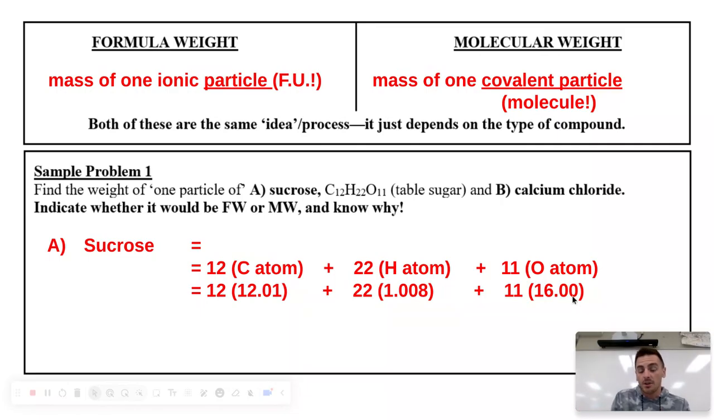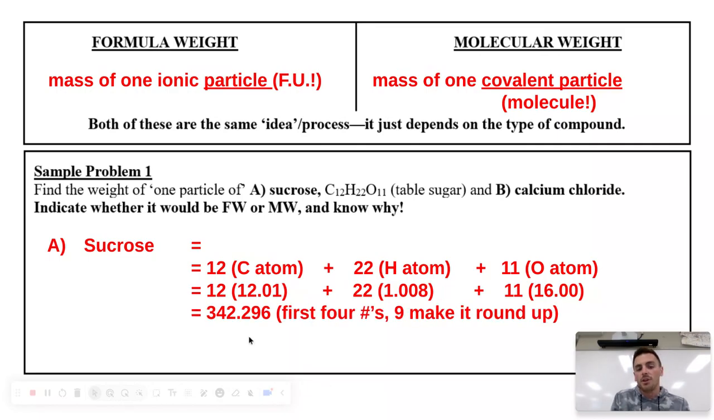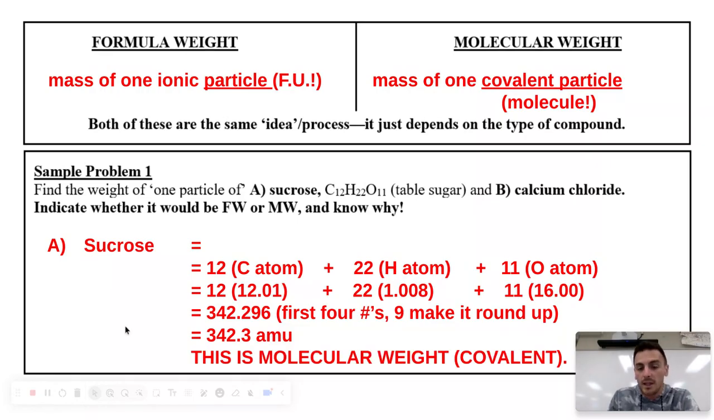If you all go type that in on your calculators, and you really should pause it and go get it, what you'll get on your calculator then is 342.296. And again, that's not what I want you to write, but you'll need to get in the habit of doing that. If we only look at the first 4 numbers, that means we end at 0.2, but that 9 will then make that round up. So what we'll say as a class is the weight of one sucrose particle would be 342.3 AMUs. Okay, and what that would be is molecular weight, because it's a nonmetal and a nonmetal and a nonmetal sharing. Okay, that's just a title thing.